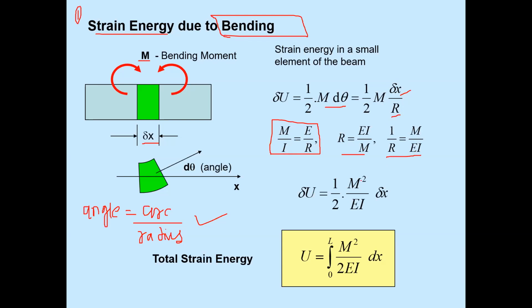So delta U will be half M into M upon EI. M into M is M square upon EI. So delta U will be M square upon 2EI into dx. So total energy stored due to bending is the integral of M square upon 2EI into dx from length 0 to L. Okay, I think I have made you understand this. This is not so typical, it is just easy. Later in these slides, two examples are given. We will take each one by one and solve the whole example.